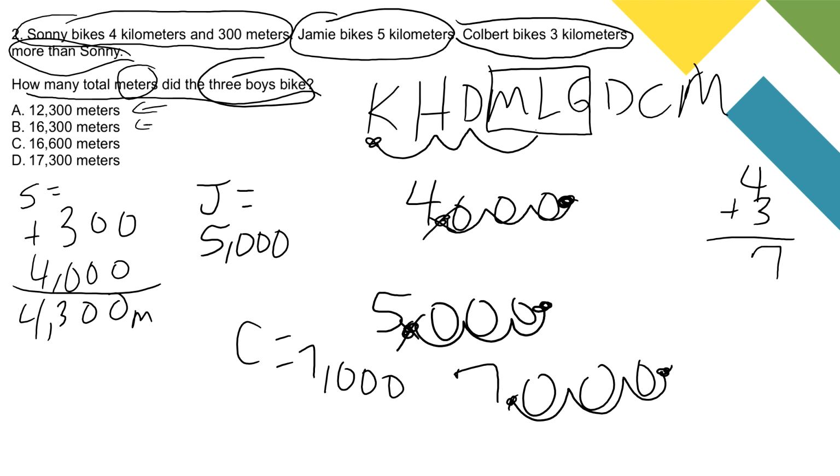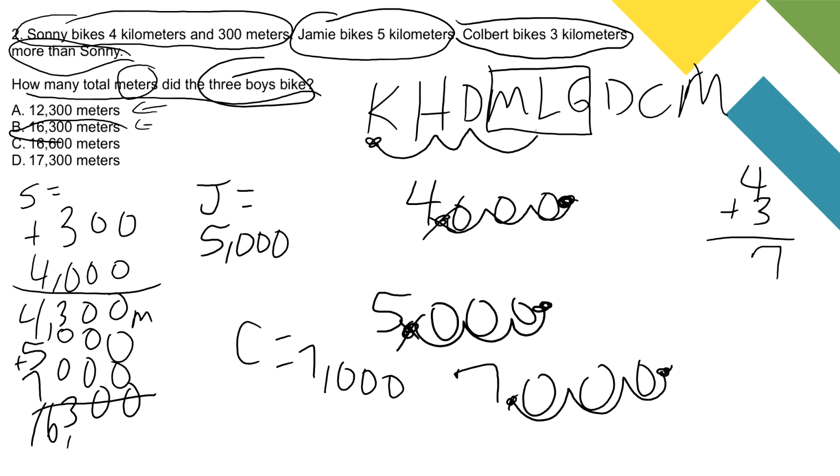How many total meters did the 3 boys bike? So if I have the word total, I got 3 different numbers. What am I about to do? Yes, about to add. So stack those numbers up correctly. Remember to start at the back. So 16,300 meters should have been your answer.